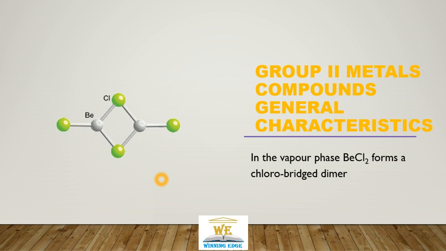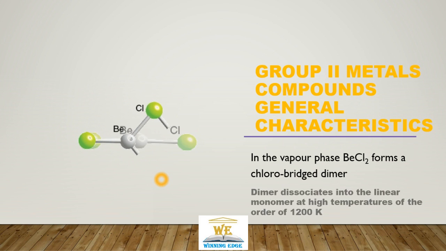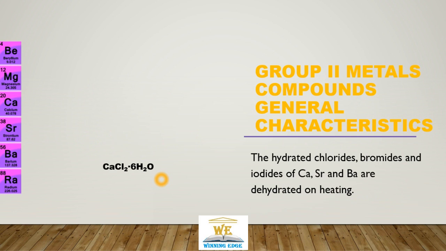In vapor phase, beryllium chloride forms a chloro-bridged dimer. At a high temperature, 1200 Kelvin, these dimers break up to give us a single monomeric unit.